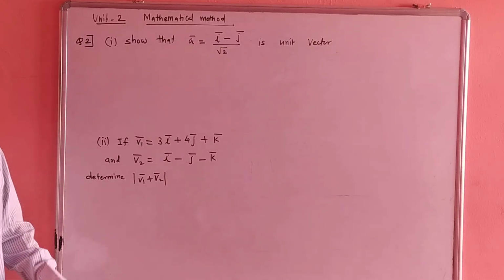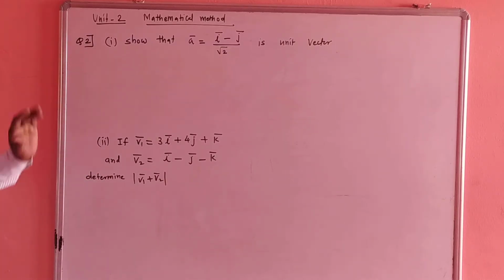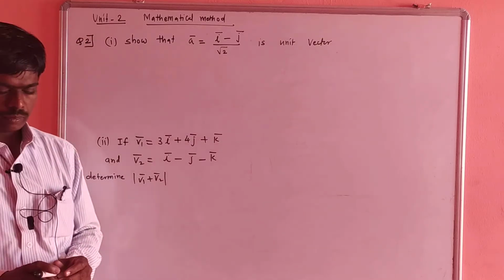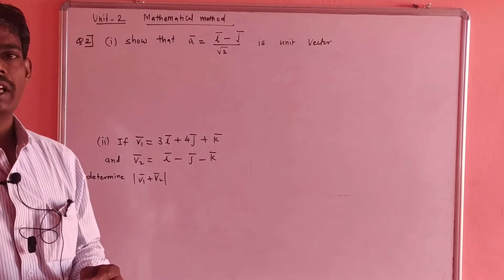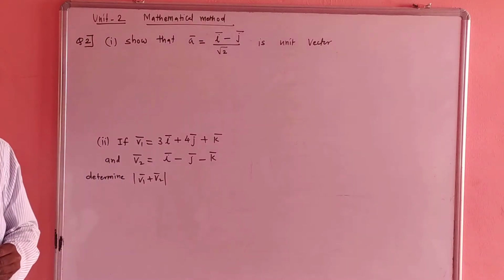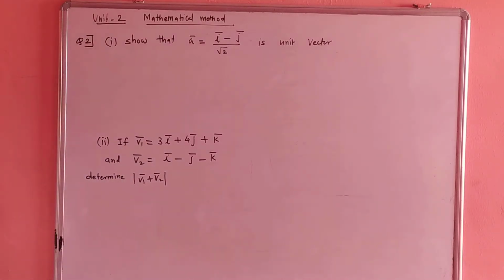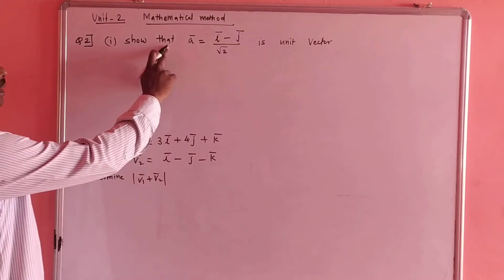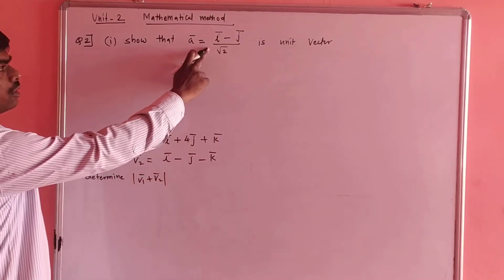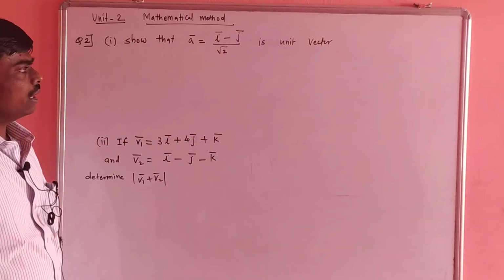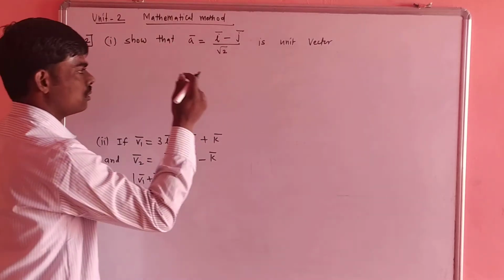Hello students, today we will see problems depending on the second unit, that is mathematical methods from standard 11, and the book which we are referring to is the Maharashtra State Board book. So first problem: show that vector A is equal to (i minus j) by root 2 is a unit vector.